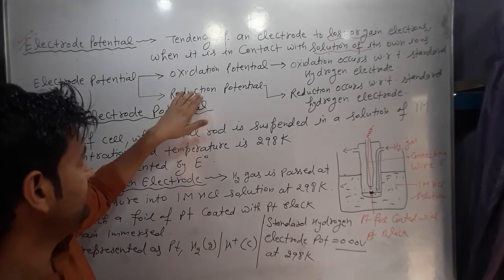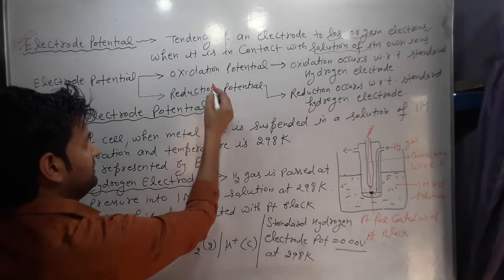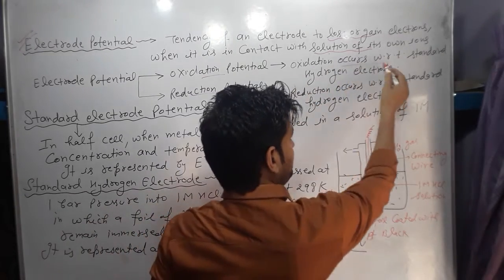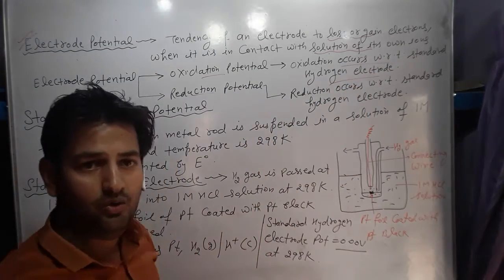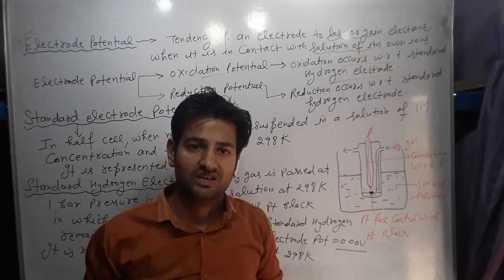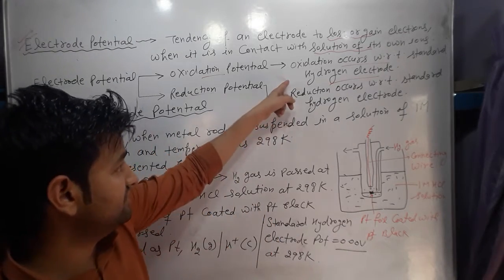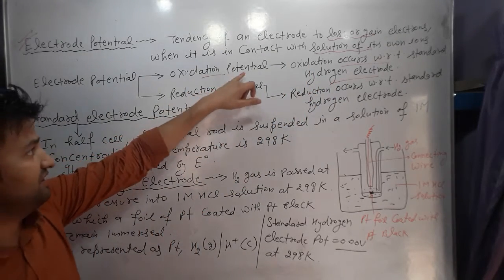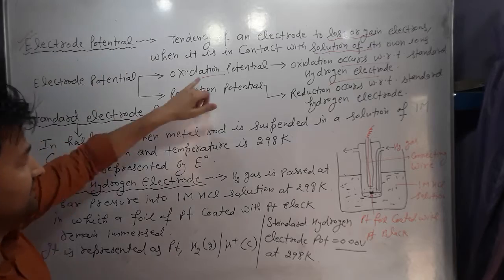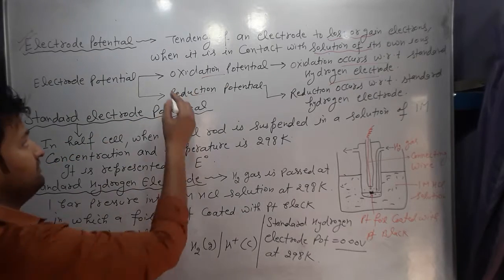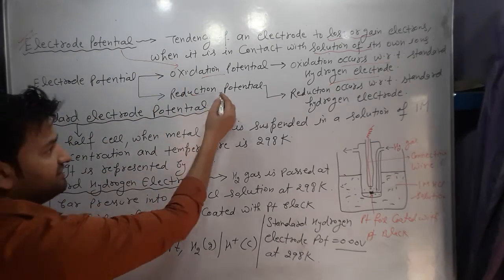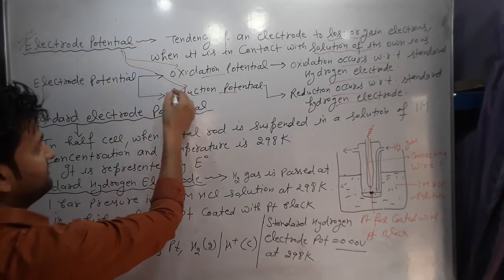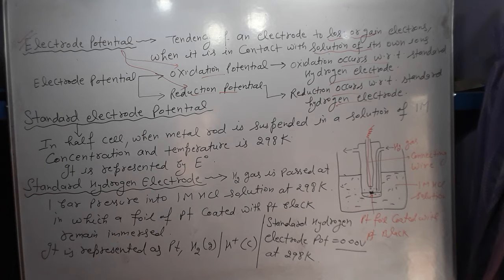It may be reduction potential and it may be oxidation potential. If oxidation occurs with respect to standard hydrogen electrode, all the potentials we compare with the standard hydrogen electrode. If with respect to hydrogen electrode oxidation occurs, then this electrode potential is known as the oxidation potential. And when reduction occurs with respect to standard hydrogen electrode, then electrode potential is known as reduction potential.